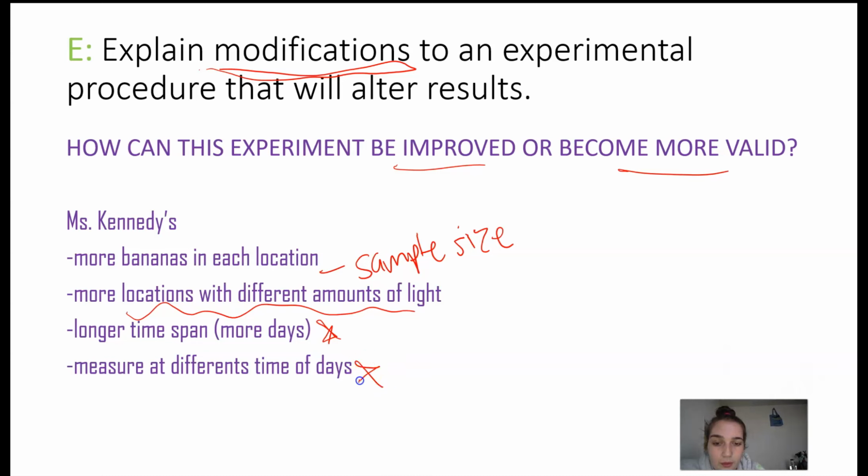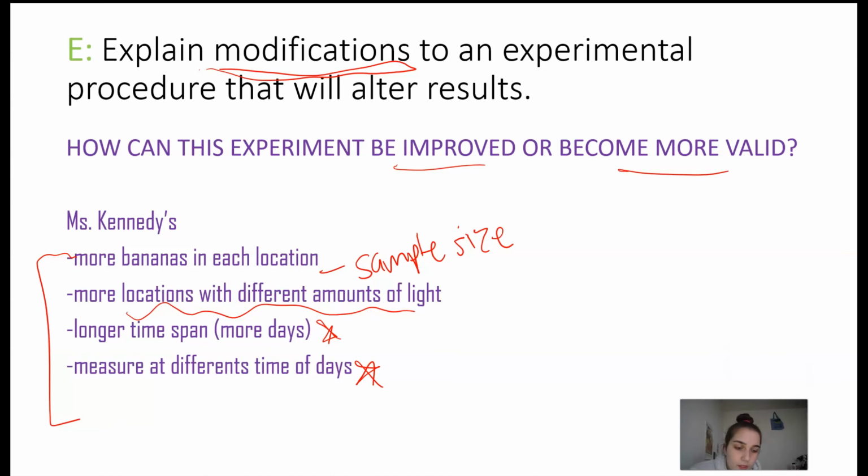And then, I only measured at 9 a.m., so I could have measured my bananas at 9 a.m., 12 p.m., and 9 p.m. to get larger amounts of data, and then I could use that to analyze, and maybe my results are a little different with that data. So all these things can be used as modifications to my experiment. Okay, they're anything you do that might change the results.